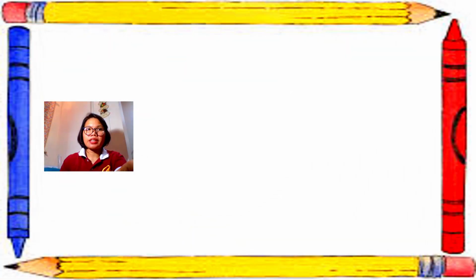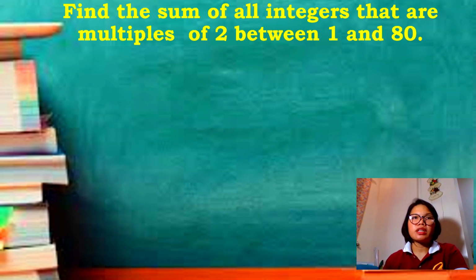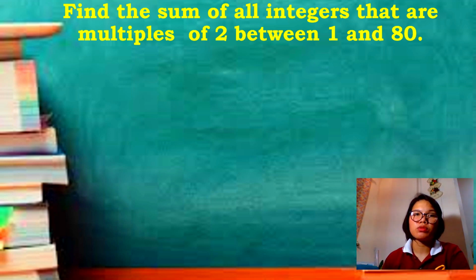For our second example, we have to find the sum of all integers that are multiples of 2 between 1 and 80. In this example, there is a big difference. Why? In this case, we have to consider two conditions. The first is that the number should be a multiple of 2. The other is that the number should be between 1 and 80. Even though we have to get the sum of all integers, we have to consider these conditions.